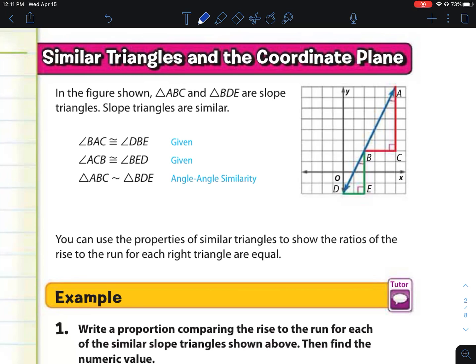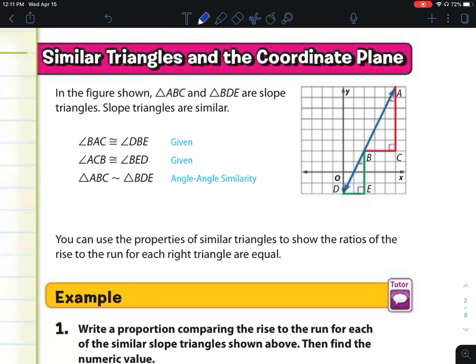So this is our lesson, similar triangles in the coordinate plane. In this figure shown, triangle ABC and triangle BDE are slope triangles. Remember also when we learned about slopes, that in any single line, the slope will always be the same for that line. It doesn't matter where you find the slope on the line, the slope will still be the same.